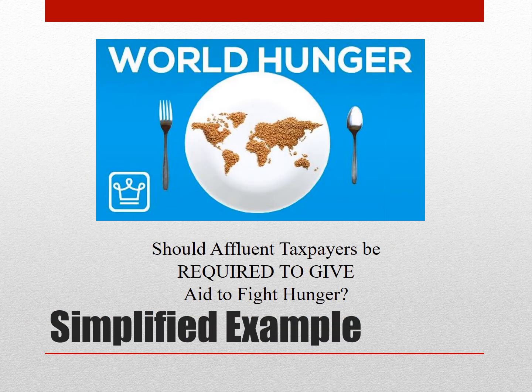Let's take this simplified example in order to illustrate the differences between utilitarianism and contractualism. Let's take the case of world hunger. Here's our question. Should affluent taxpayers be required to give aid to fight hunger? In short, should affluent taxpayers be compelled by an enforceable duty of justice to pay in some portion of their surplus income in order to provide food aid around the world?